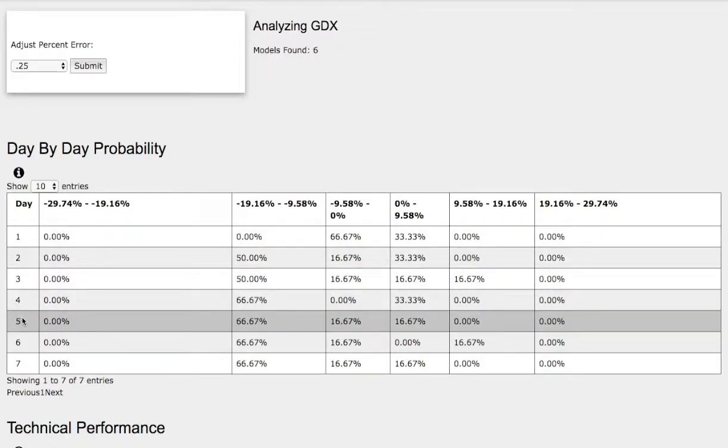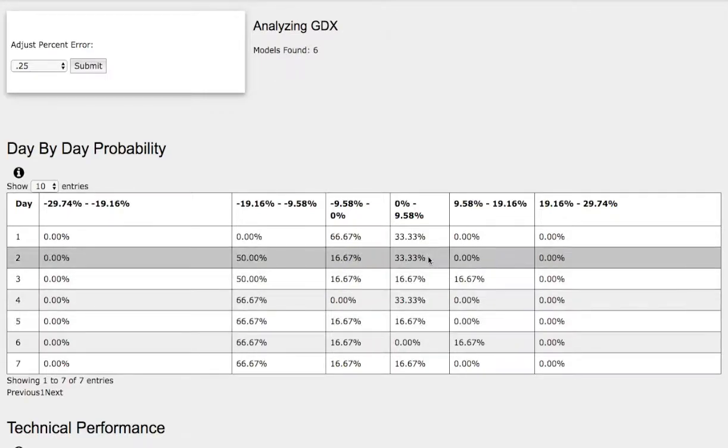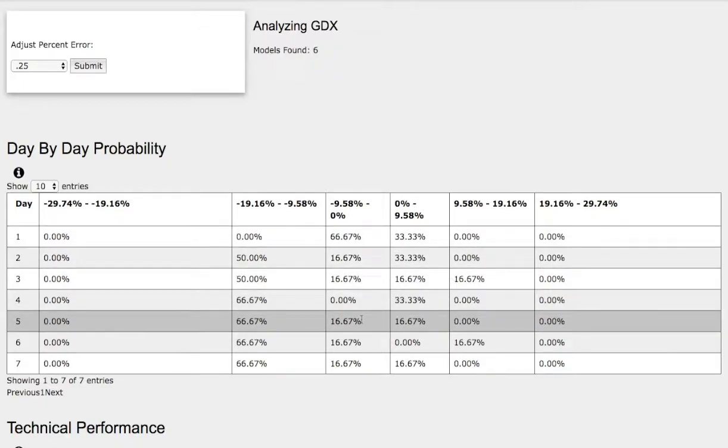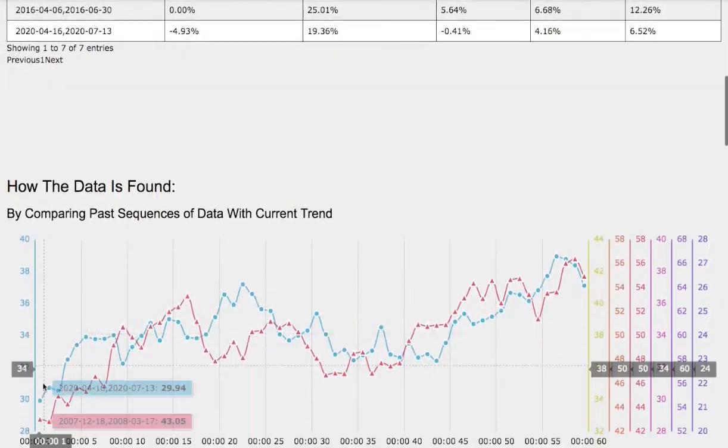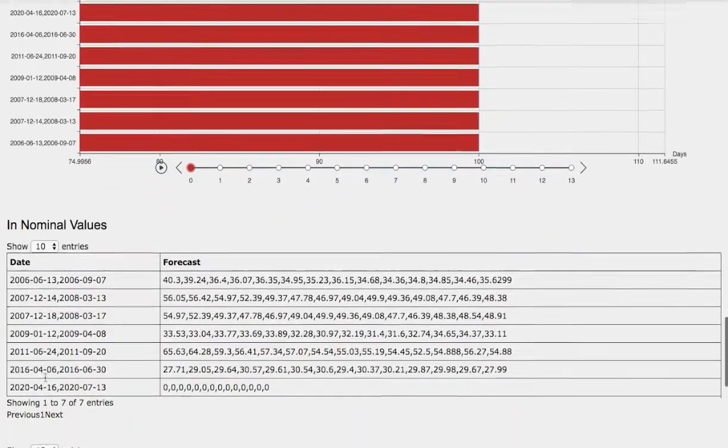So now let's head to the day-by-day probability model. As we progress to the 5th day, that will be a week of trading. We have a 17% chance for GDX to climb between 0 to 9.6%, and to the downside, we have a 17% chance for GDX to fall between 0 to negative 9.6%. And on the extreme case to the downside, we have a 67% chance for it to fall between negative 9.6% to negative 19%.